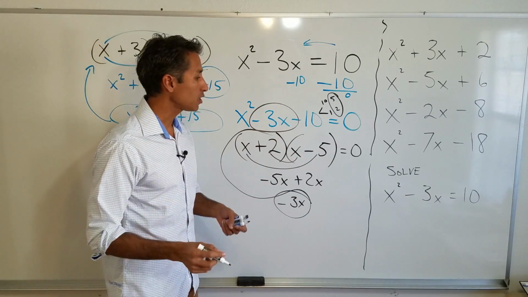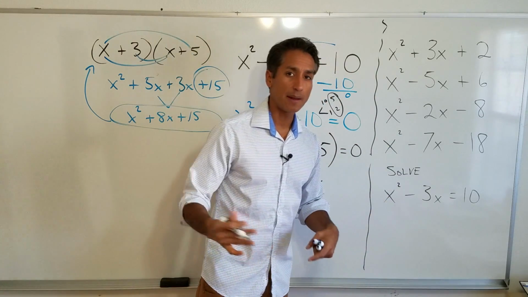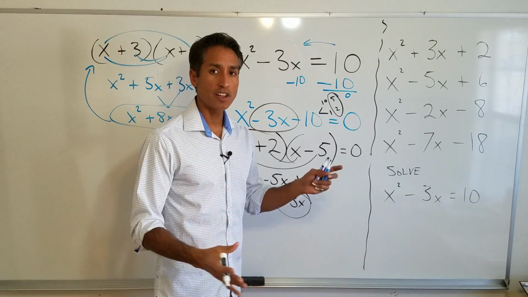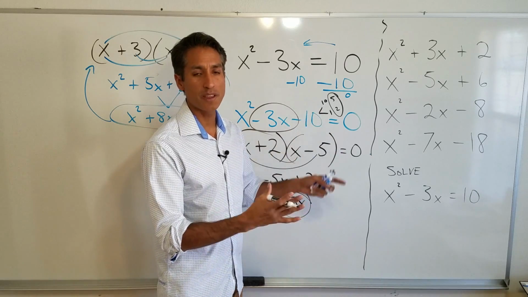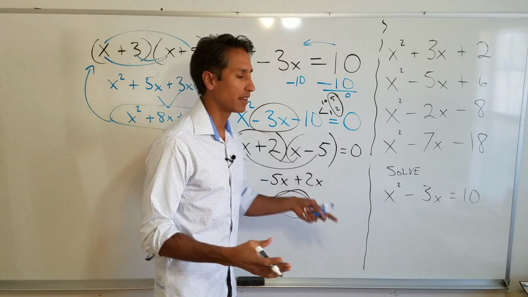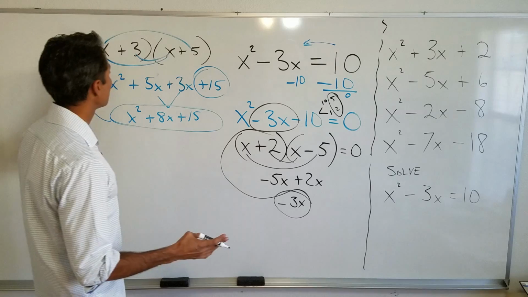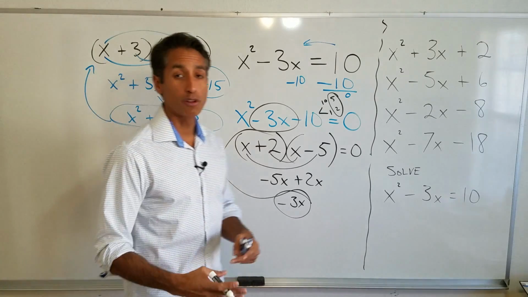Okay. So we've gone through all these problems. Send me questions if you have any, but just understand that factoring trinomials or quadratics or whatever you want to call it really is just the backwards version of foiling or multiplying two binomials.